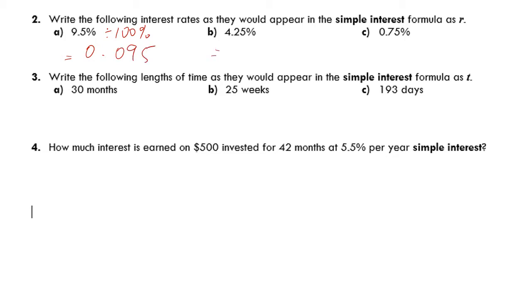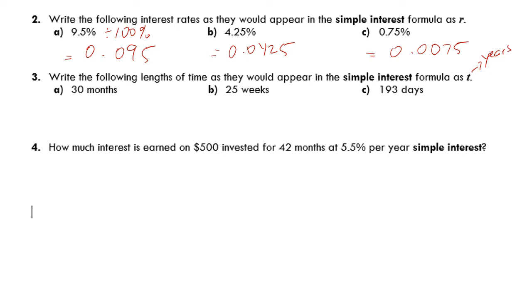Next one, same thing, divide by 100. Move the decimal place to the left twice, 0.0425, and C, 0.0075. Hopefully, easy stuff. Write the following lengths of time as they would appear in the simple interest formula, which is T. Remember, T always has to be in years. So we'll make that little note. So you're not going to put 30 in for T. You got to figure out how many years that is.